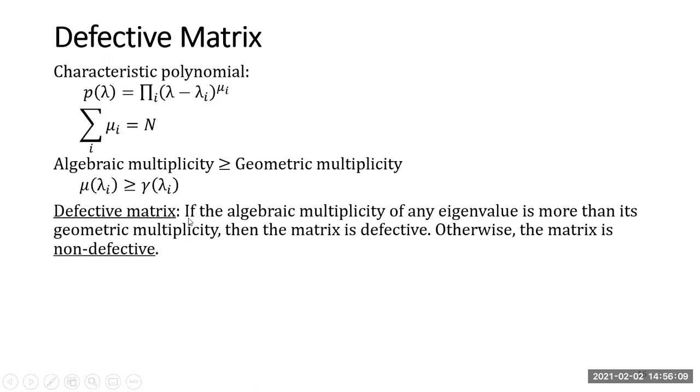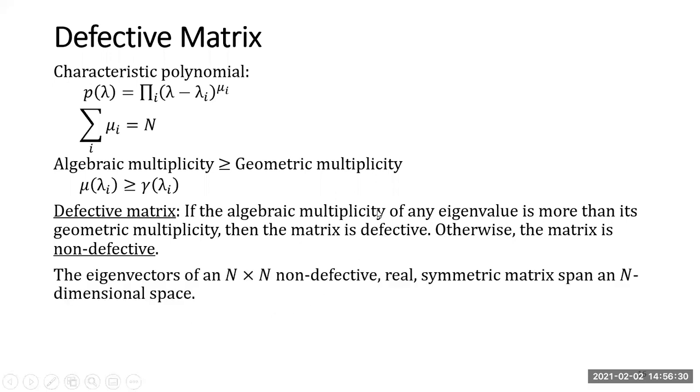Now, a defective matrix: if the algebraic multiplicity of any eigenvalue is more than its geometric multiplicity, then the matrix is defective. Otherwise, the matrix is non-defective. Okay. And everywhere in this course, we will be dealing with non-defective matrices. So the eigenvectors of an n by n non-defective real symmetric matrix span an n-dimensional space.